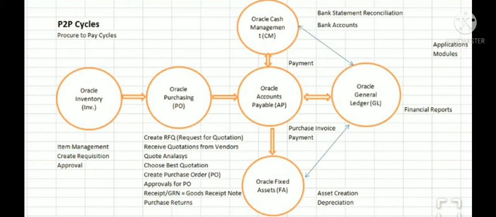This is the first section where I was just trying to introduce the P2P cycles, as well as explain to you how the payment cycle operates within any organization. You understand that depending on the size of the organization, a lot of measures or a lot of controls will be taken in order to make sure that payments are done only to the approved parties.